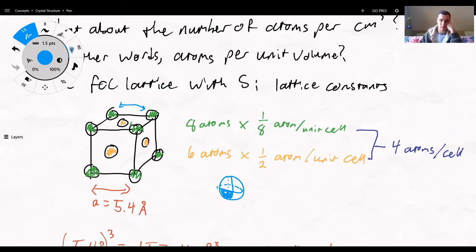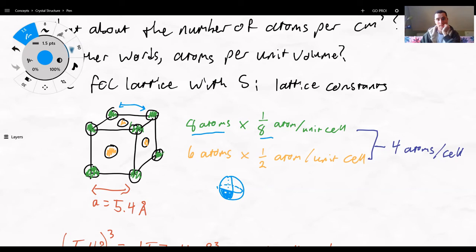So you have 1, 2, 3, and 4, because you're dividing your circle like this on the top as well, and then you have that again on the bottom. So you have 4 segments on top, 4 segments on the bottom. That's 8, and we only get 1 of them. So for each corner atom, and there are 8 of them, you get 1/8 of an atom.